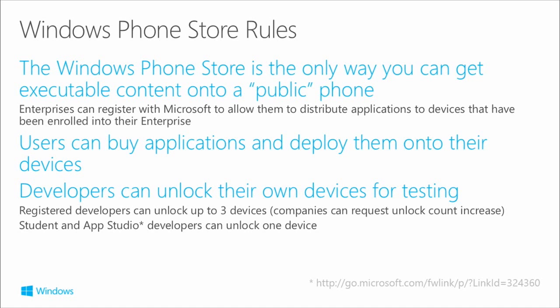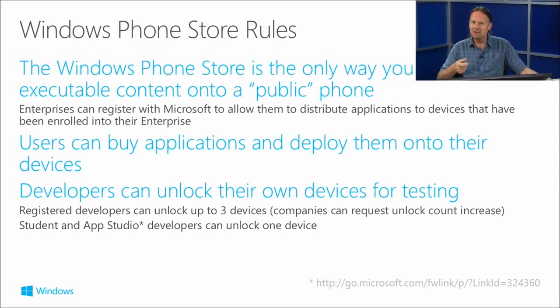As Matthias took us through yesterday with the enterprise session, enterprises can sideload apps for their own use, and they can register to be an enterprise publisher. But for regular apps that people are going to buy through their mobile operator billing, or through payment through credit card or PayPal or whatever payment mechanism, the only way you can get them on is through the store. So users buy their applications through that.